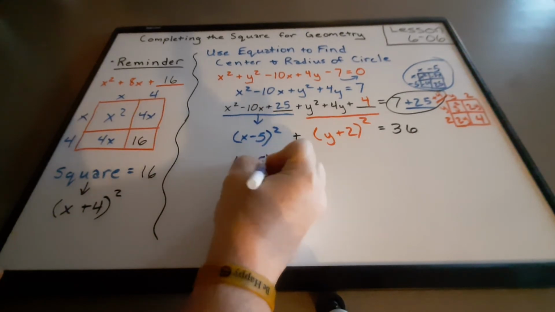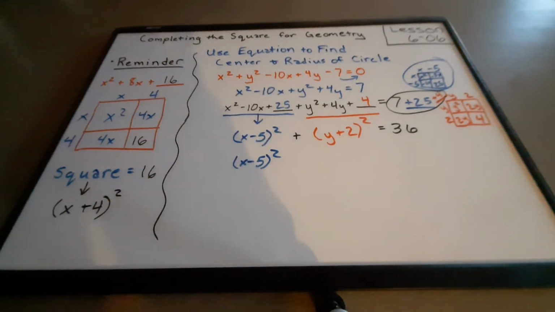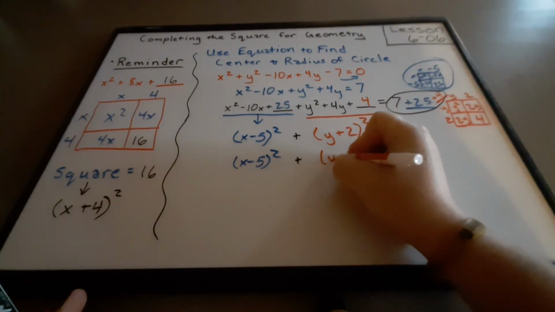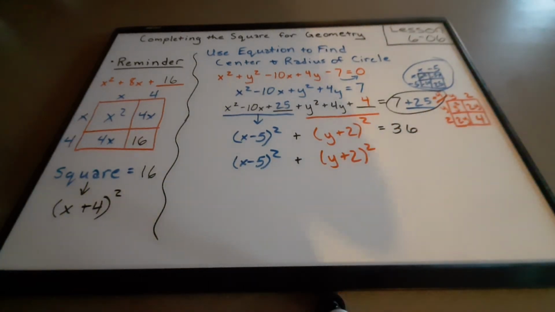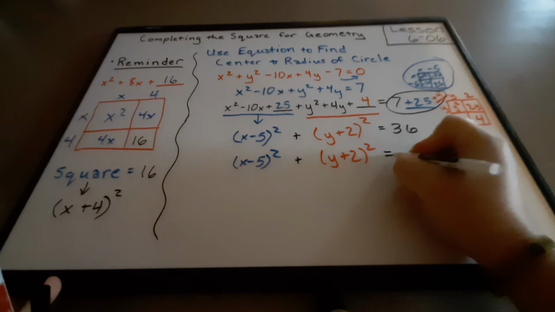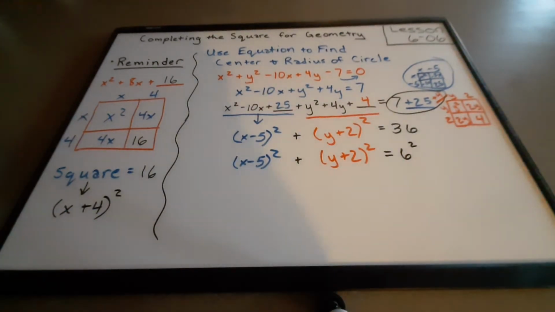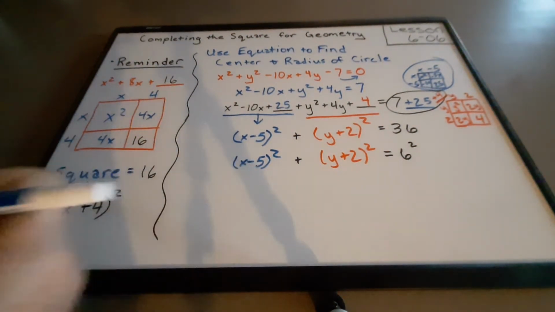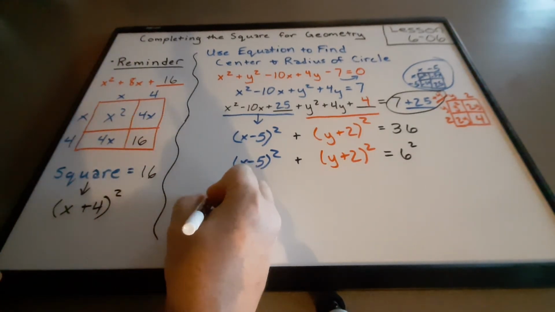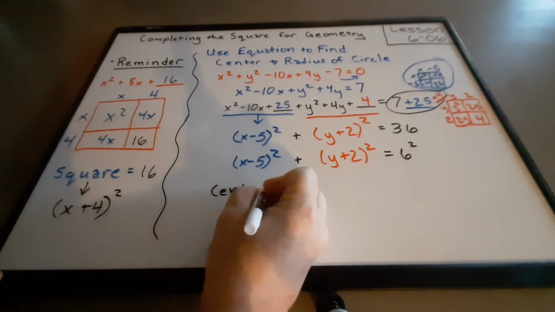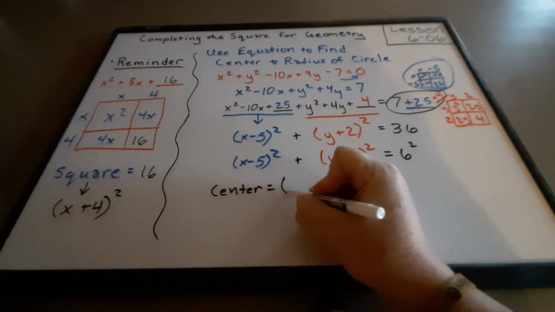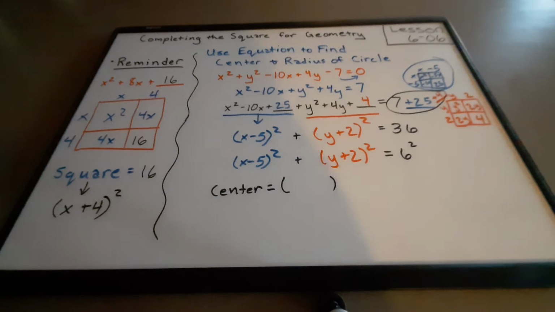x minus 5 squared plus y plus 2 squared equals 6 squared. We want everything to be squared. That gives us more information about the center and the radius. So the blue part here will actually give us the x value of the center. So we're going to focus first on the center. To get the x and the y values, all we do is use our math at the top.